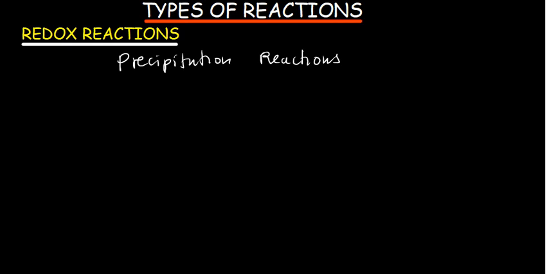Okay, so now when you are looking at precipitation reactions, you need to know the rules that apply. So we should be able to know the rules that apply when you're talking about precipitation reactions. And the first ones we should be able to know are the sulfates.